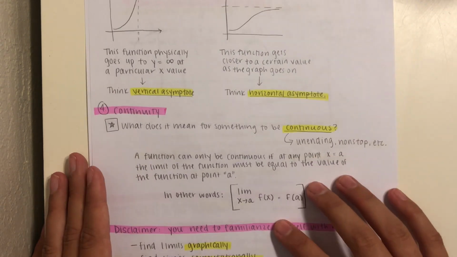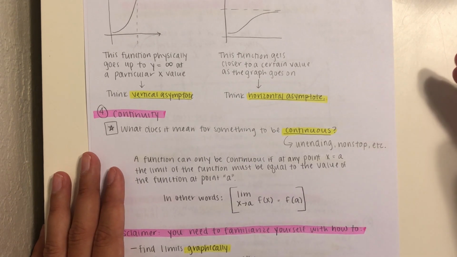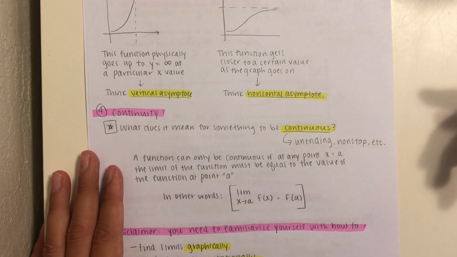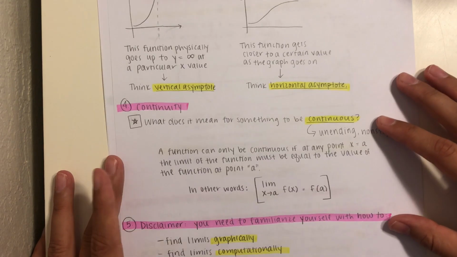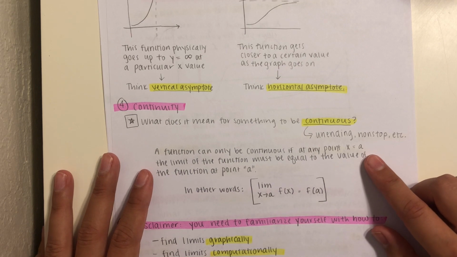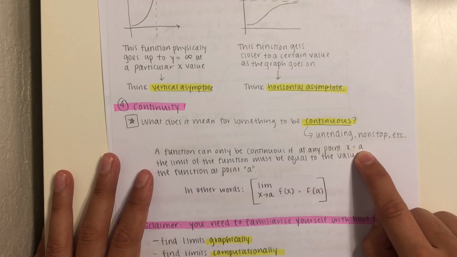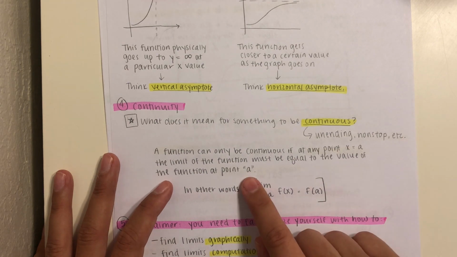So one of the applications of limits is continuity. So if you think about what continuous means to you, it means it's unending, it's nonstop, it won't break, essentially. So a function can only be continuous, and this is the kind of mathy definition of it, if at any point where x is equal to a, so a is just a random number, so if x equals 4, the limit of that function must be equal to the value of that function at point a.